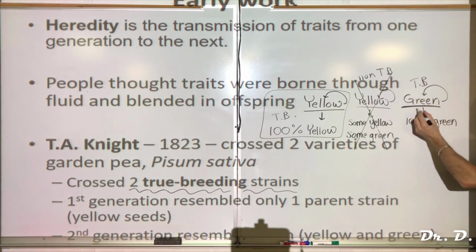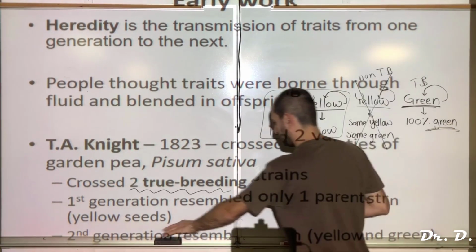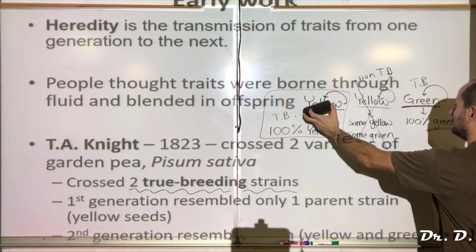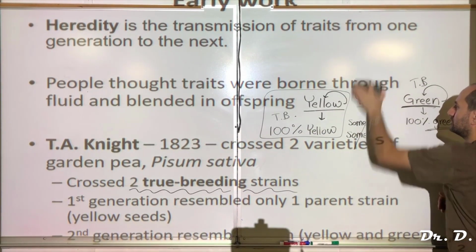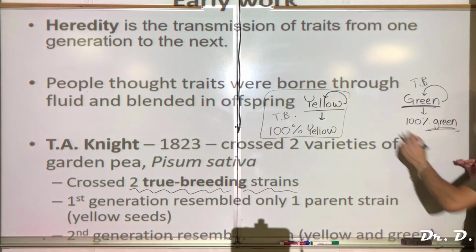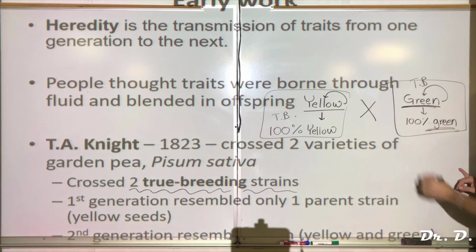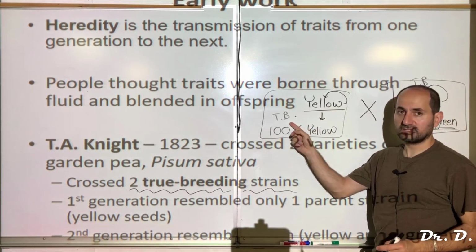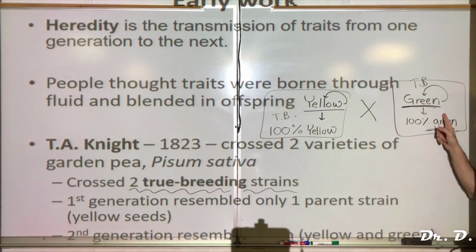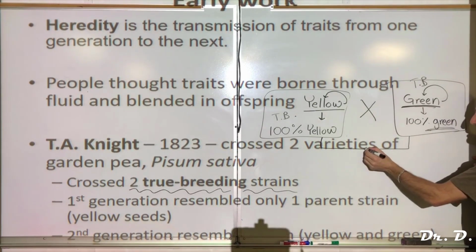Because when you self-fertilize these, they always give you a green result. Okay, so do you know what his big finding was? He would take true breeder yellows and cross them with true breeder greens. That was his big deal. He said, if you're going to set up a heredity cross, you have to set it up between true breeders. You want a true breeder yellow, and you want to cross it with a true breeder green. That's how we want to set it up.